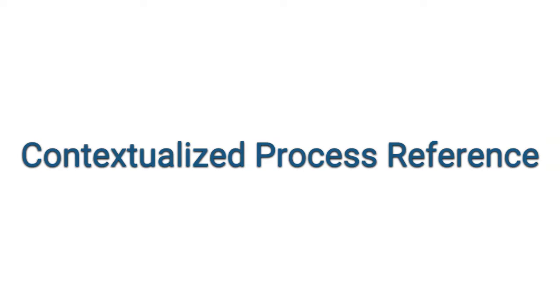Contextualized process reference. This course presents you with process choices and, more importantly, puts those choices into context. Disciplined Agile provides 3 levels of scaffolding to do this.